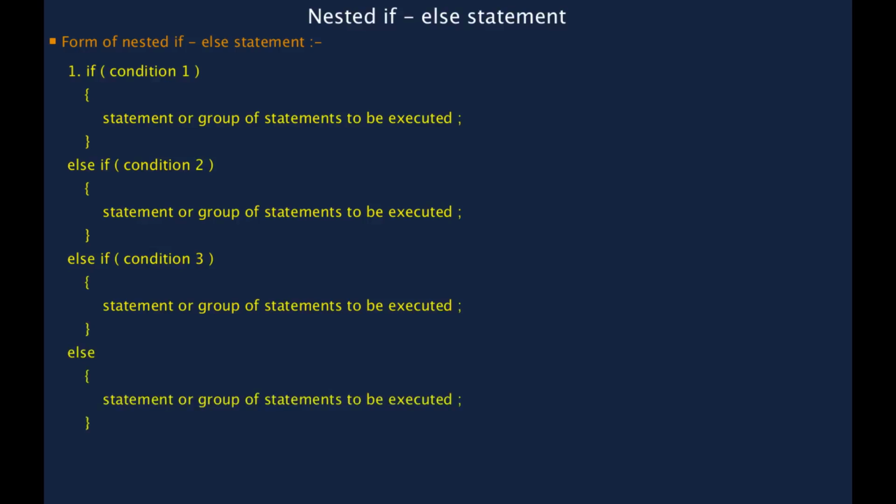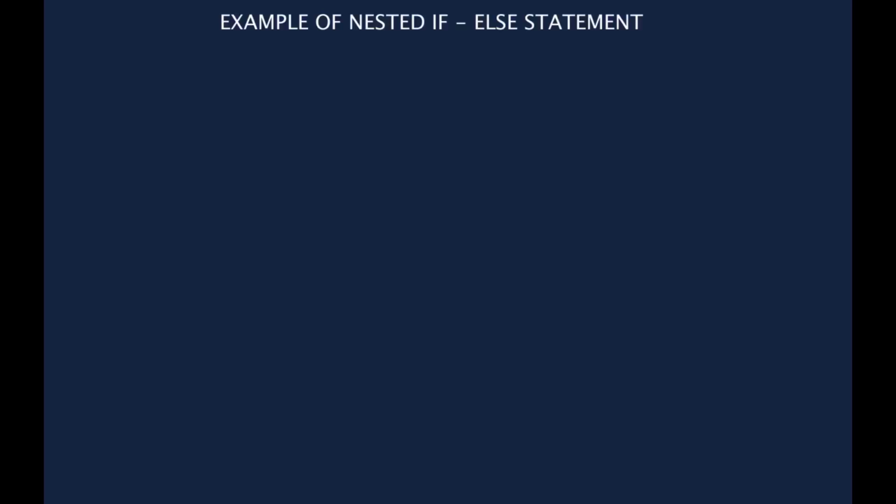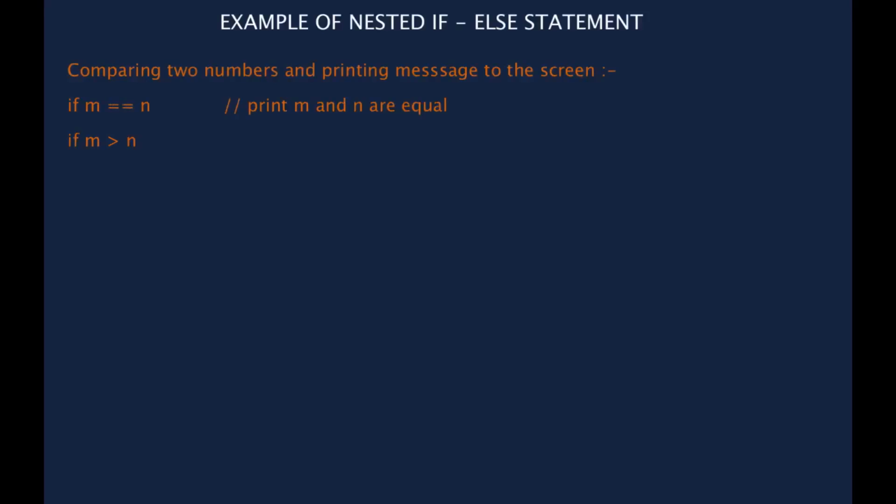Now let's understand this form with the help of an example. In this example, we will compare two numbers and print a message to the screen. If number 1 is equal to number 2, then we print number 1 and number 2 are equal. If number 1 is greater than number 2, then we print number 1 greater than number 2. If number 1 is less than number 2, then we print number 1 less than number 2. Here we use variable m for number 1 and variable n for number 2.